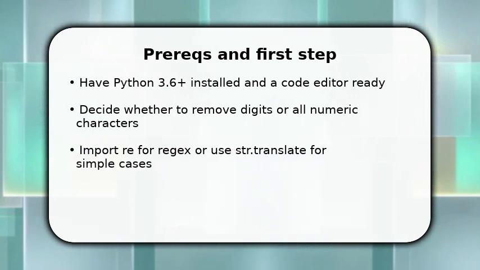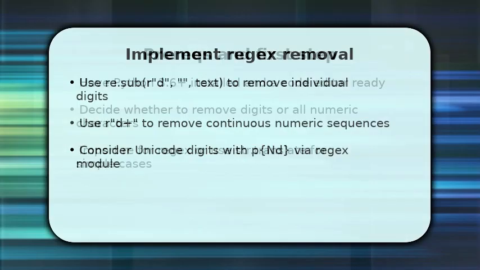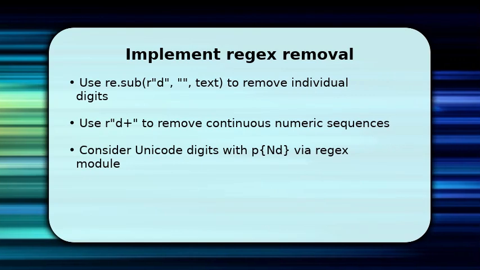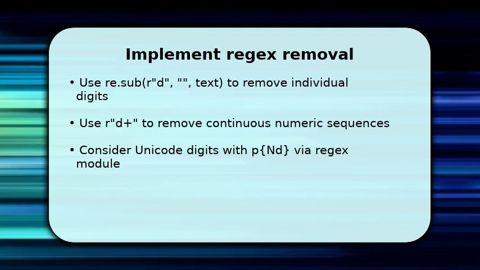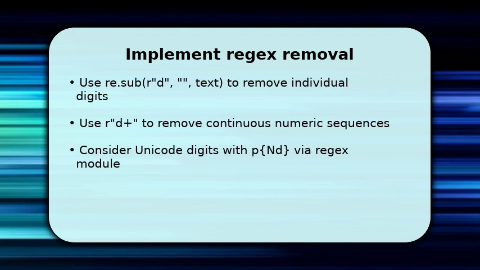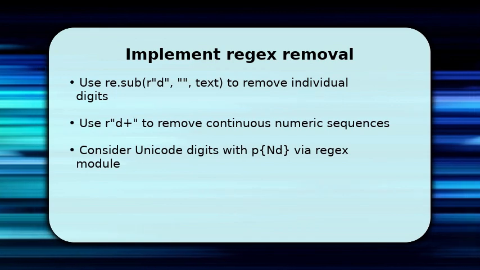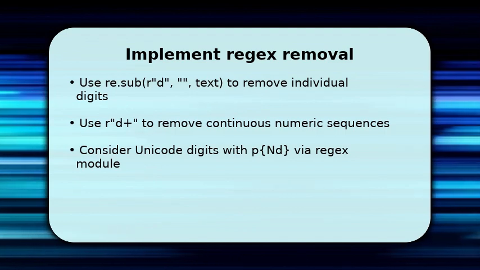Now implement the detailed removal. Import re and choose your pattern. Use re.sub(r'\d', '', text) to strip every digit, or re.sub(r'\d+', '', text) to remove whole numbers at once. If you need Unicode-aware matching of digits in other scripts, use the regex module and \p{Nd}. Once done, trim whitespace with strip or normalize spacing with join and split. Make sure to test multiple input examples so you catch edge cases like numbers inside words. Complete the task by validating outputs and handling edge cases.